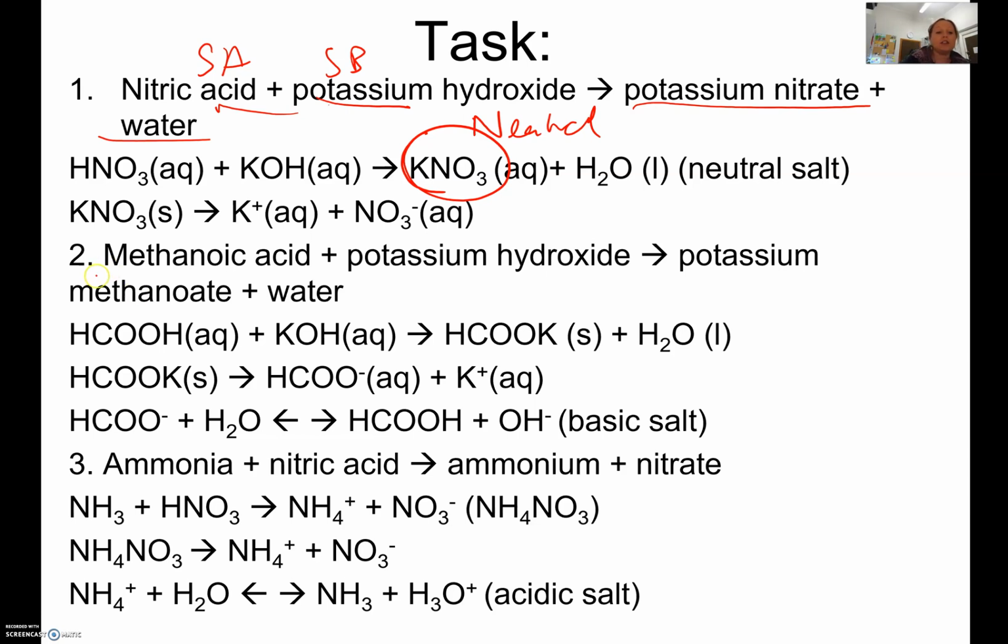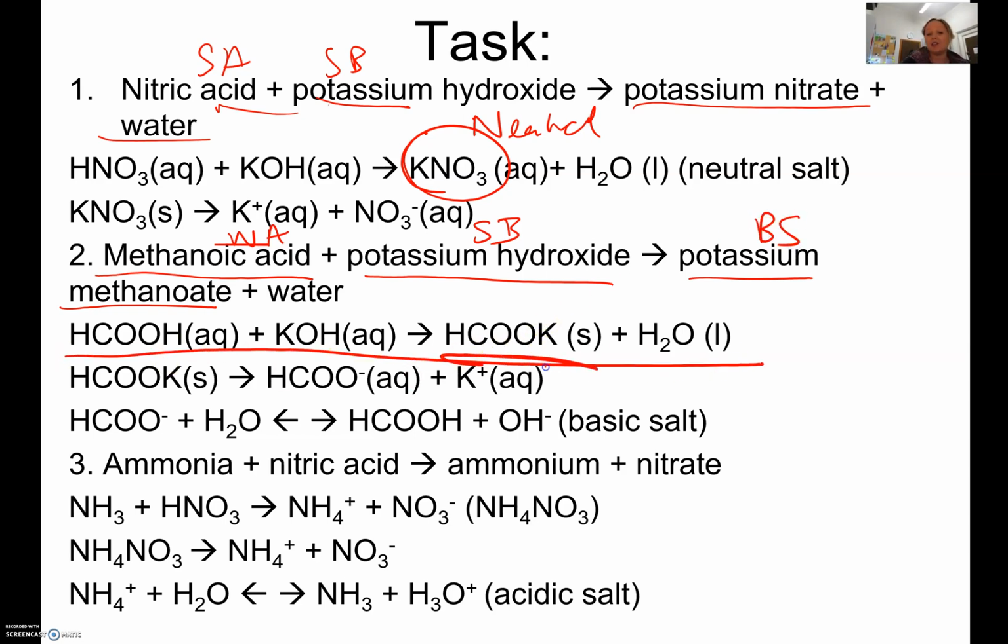The second reaction, methanoic acid plus potassium hydroxide, you get potassium methanoate and water, because you keep the first part of the base and the end of the acid. Methanoic acid is a weak acid, and potassium hydroxide is a strong base. So because it's a weak acid and strong base, the salt that you get is going to be a basic salt. Here's the symbol equation. It looks quite funny, HCOOH.